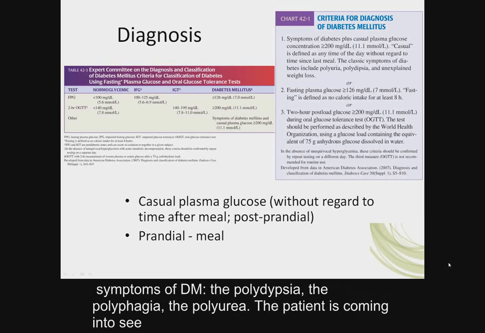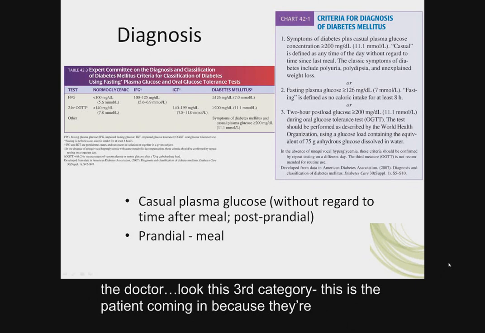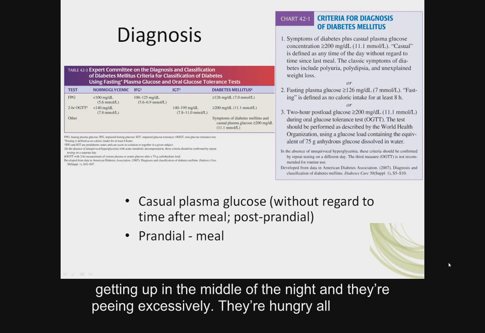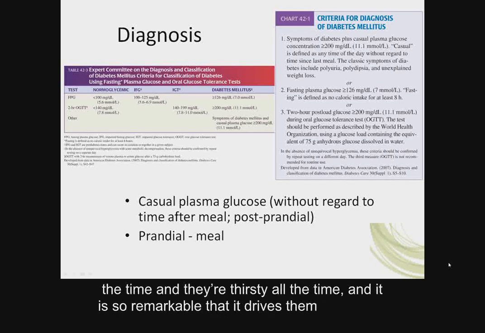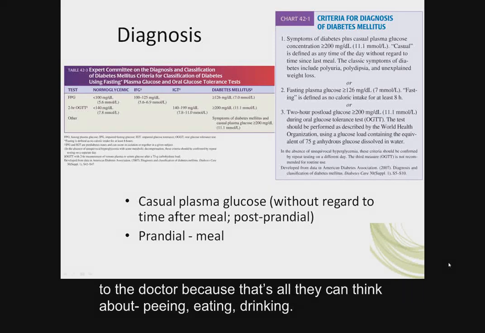And you need also with that the symptoms of DM, the polydipsia, the polyphagia, the polyuria. The patient is coming in to see the doctor. Look, this 3rd category, this is the patient coming in because they're getting up in the middle of the night and they're urinating excessively. They're hungry all the time and they're thirsty all the time. And it's so remarkable that it drives them to the doctor because that's all they can think about: peeing, eating, drinking.